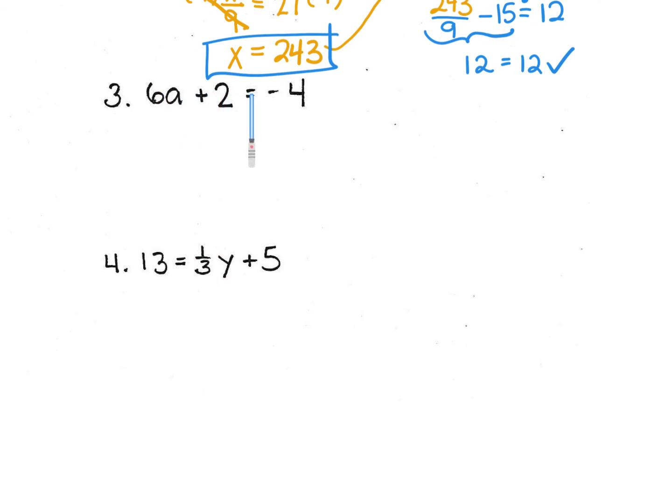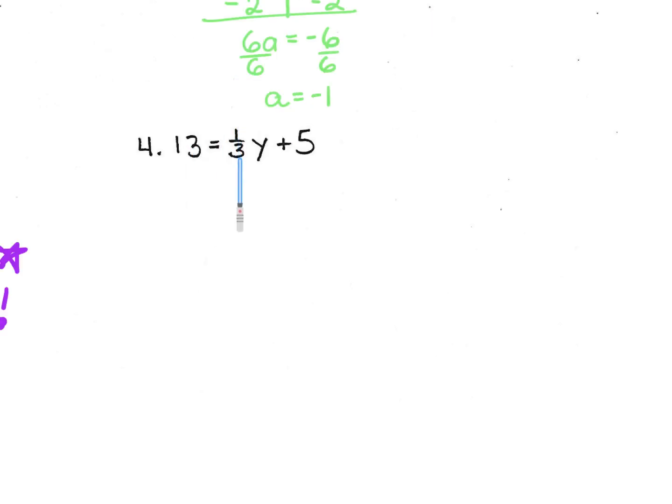6a plus 2 equals -4. The first thing I need to do is undo addition or subtraction. I need to subtract 2 from both sides of this equation. I'm left with 6a equals -6. From here, I'm going to divide by 6 on both sides, and I get a is equal to -1.